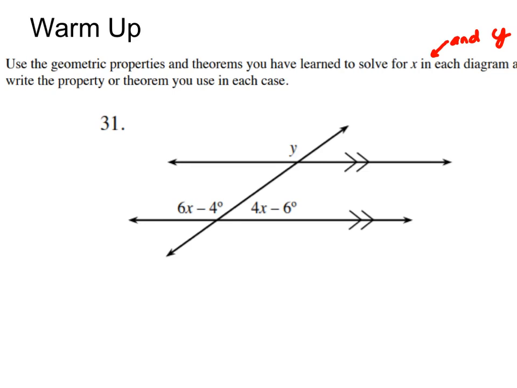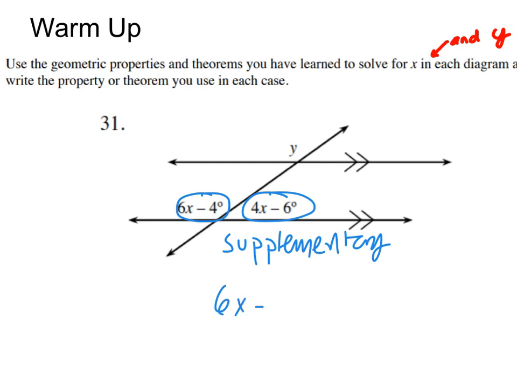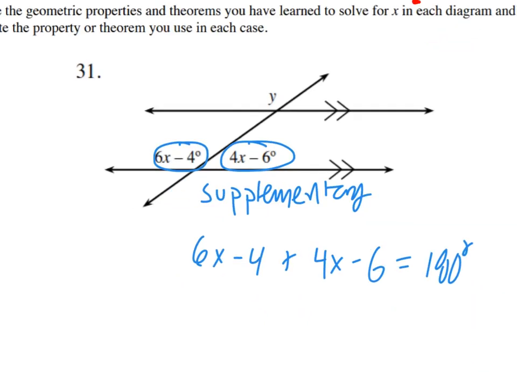What I want you to understand in solving for these variables is that these angles next to each other, again, are called a linear pair. And they are supplementary with one another, meaning that they add up to 180 degrees. And so what that means is I can take 6x minus 4, and I can add that to 4x minus 6. And if I were to add those two together, those should add up to make 180 degrees.